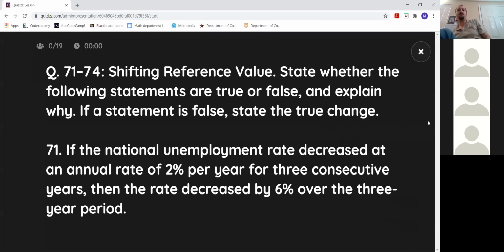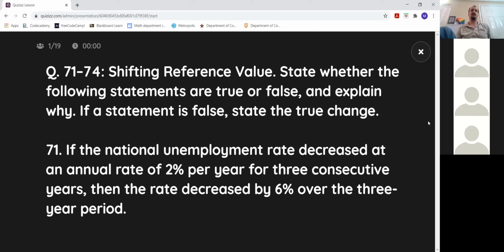Question view. Here we go. Shifting reference value. State whether the following statements are true or false and explain why. If the statement is false, state the true change. Basically, if the national unemployment rate decreased at an annual rate of 2% per year for 3 consecutive years, then the rate decreased by 6% over the 3-year period. Is that true? Is that false? Why is it true or false?